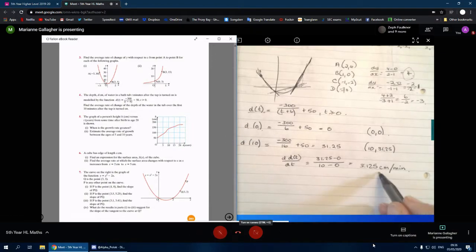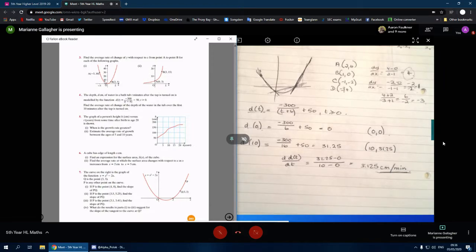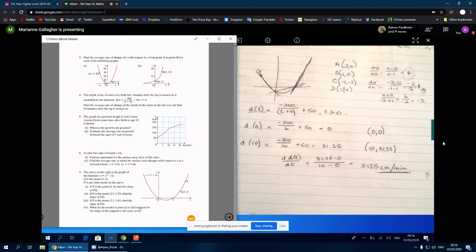Okay, so when you're doing that, just like if you're doing speed, it's kilometers per hour. How quickly is distance changing with respect to time?